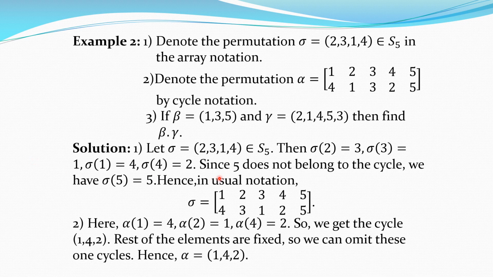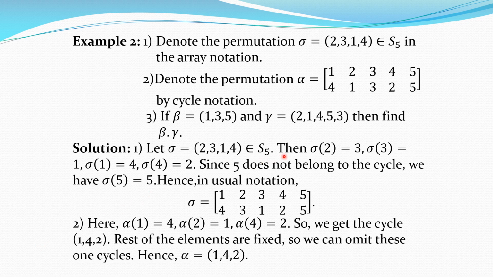So we get here 1 maps to 4. After 1 we write 4. So 1 comma 4. 4 goes to 2. So after 4 we write 2. And 2 goes to 1. So we are getting again the starting element. So here we will close the bracket. So we get the cycle (1, 4, 2).